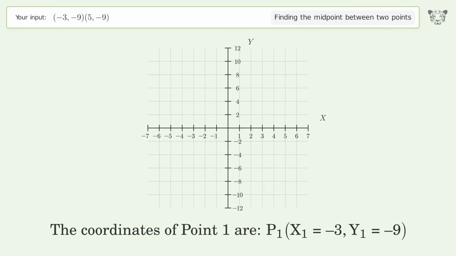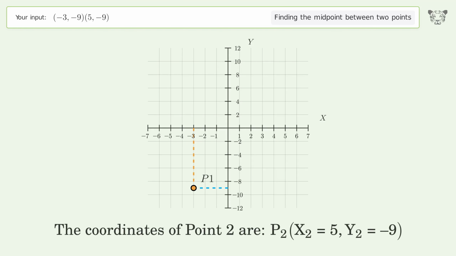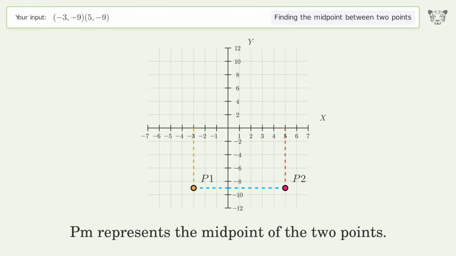The coordinates of point 1 are, x1 equals -3, y1 equals -9. The coordinates of point 2 are, x2 equals 5, y2 equals -9. PM represents the midpoint of the 2 points.